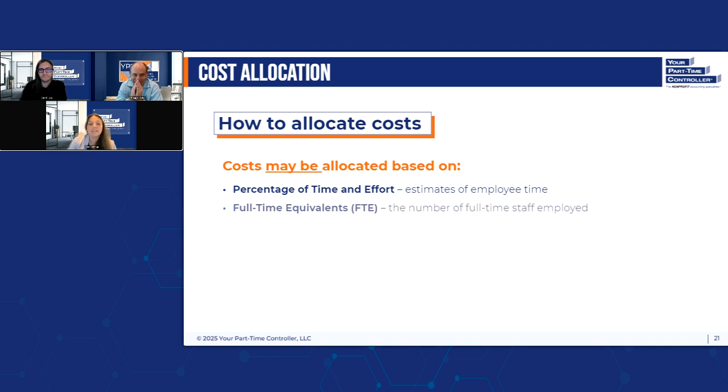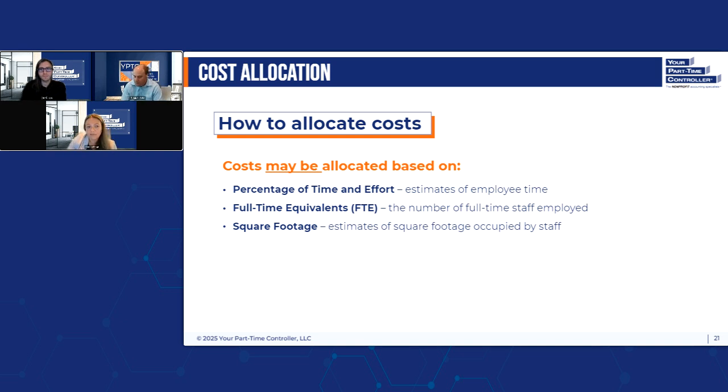Another way is FTEs. You can use FTEs to allocate, and that will be taking the number of bodies that are employed regardless of their salary. You can allocate costs such as telephone or office or other types of supplies that might make sense for that. Another way is square footage. Square footage estimates the part of the building that's used for rent, utilities, repairs, and maintenance. So you can use that percentage of that cost or that space and allocate costs accordingly.